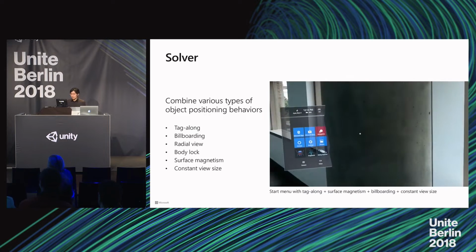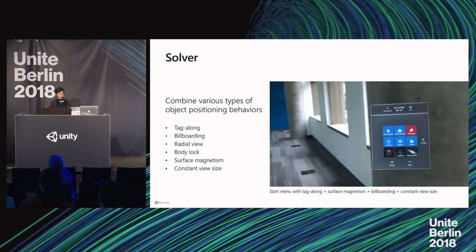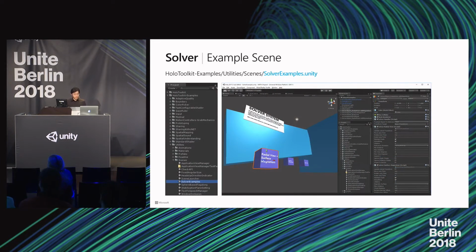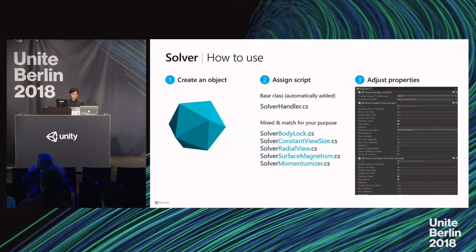So to achieve this kind of behavior, you can use this Solver script series. You can find the example under Examples, Utilities, and Scenes folder. The name is Solver Examples. So to use it on any object, you can assign these Solver scripts. We have Solver body lock, constant view size, radial view, and surface magnetism. So you can mix and match for your purpose.